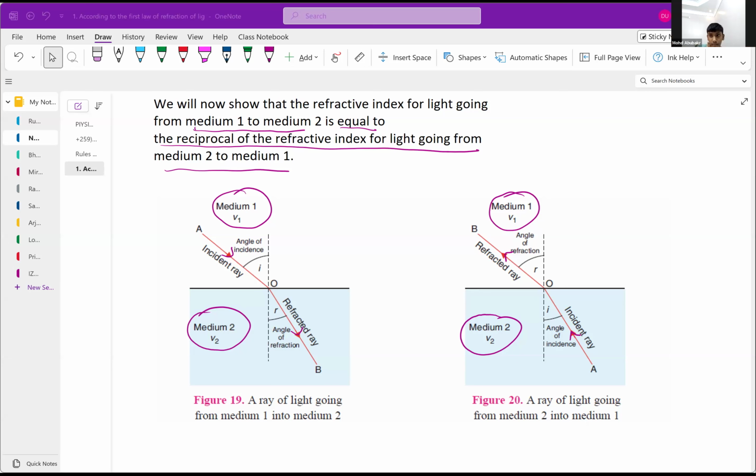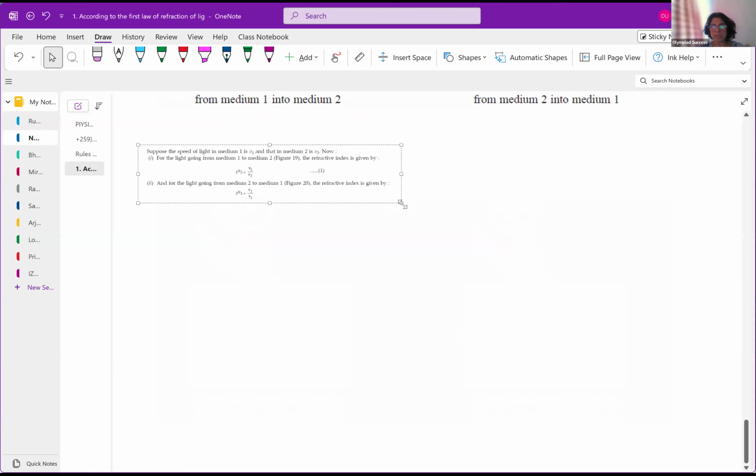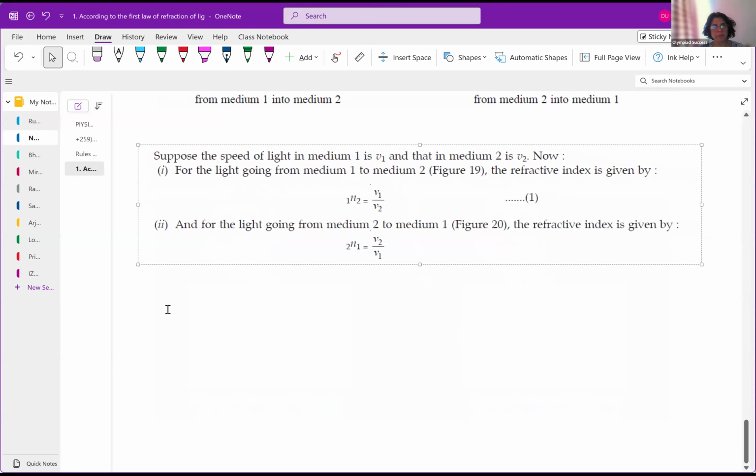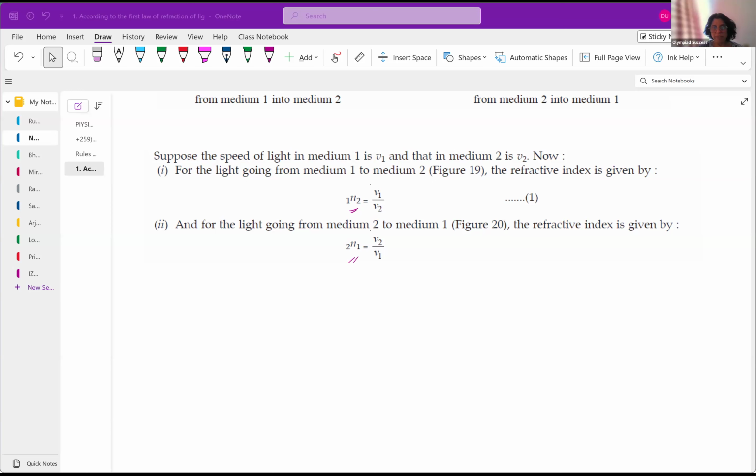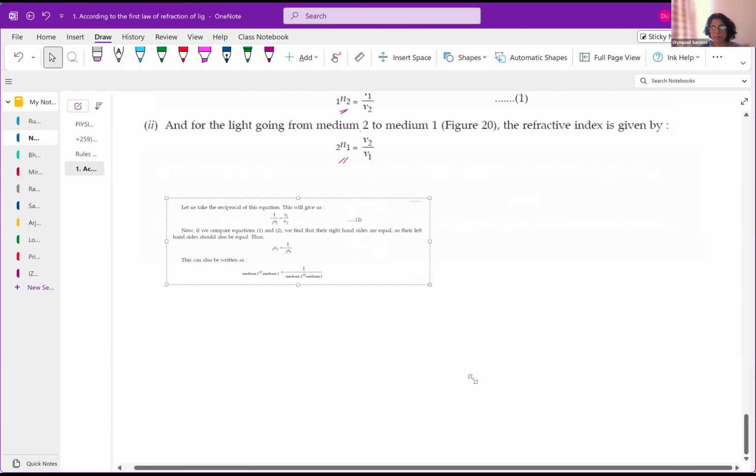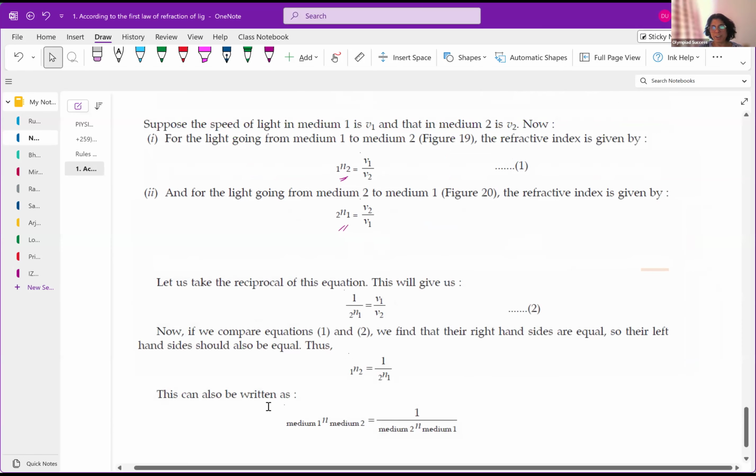Done, ma'am. So basically, the speed of light in medium 1 is V1 and that of light in medium 2 is V2. Therefore, the refractive index of medium 2 with respect to 1 is V1 by V2 and the refractive index of medium 1 with respect to 2 is V2 by V1. So simply we can take the reciprocal and prove it. It is simply the reciprocal, nothing to do here.